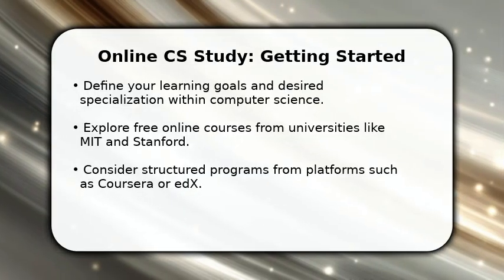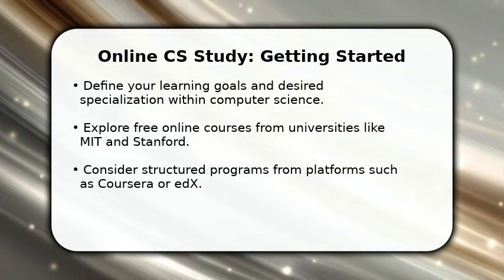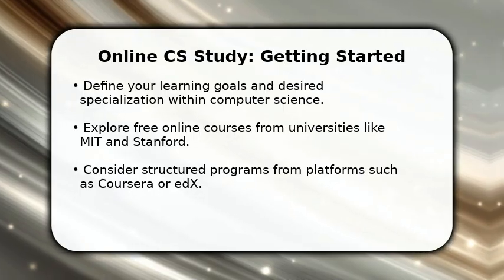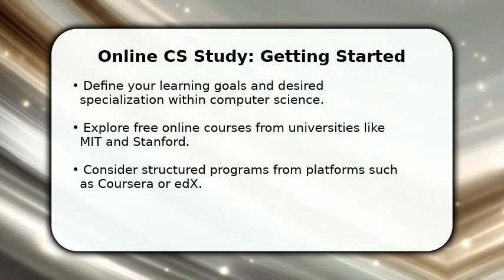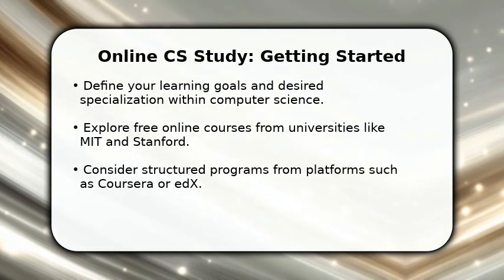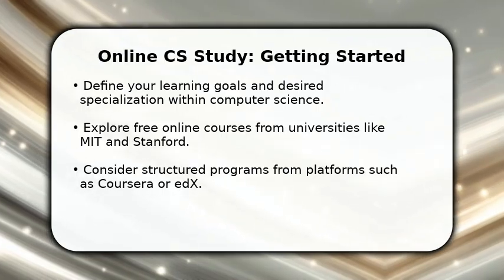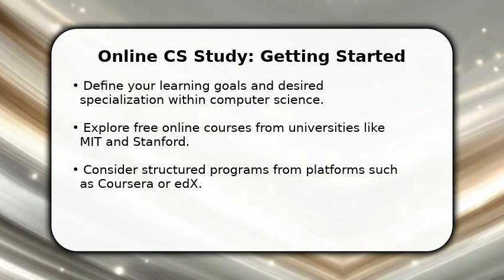In this video, I will explain how to study computer science online. First, clearly define your learning objectives, whether it's programming, data science, or web development. Next, explore the vast array of free resources available from top universities, offering foundational knowledge. Then, consider structured online programs for a more guided learning path.